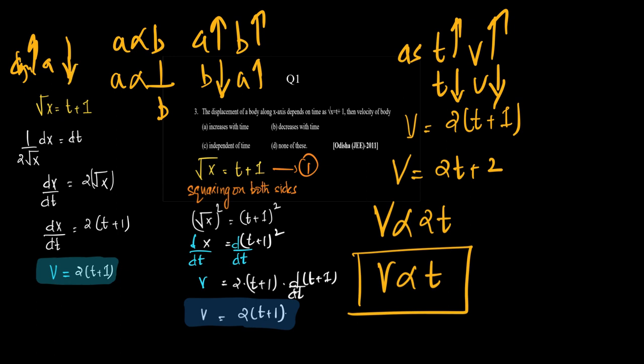Okay, so keep this in mind. I'll repeat it once again. If a is proportional to b, it means that if b increases, a also increases. If a is proportional to 1 by b, or if a is inversely proportional to b, it means that if the value of b decreases, a increases. So we can say that velocity increases with time, which means the correct option is option A.